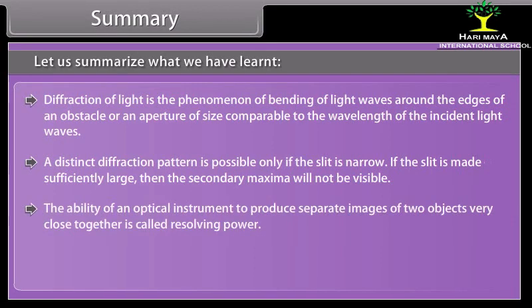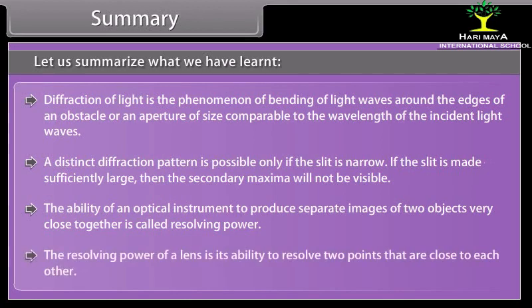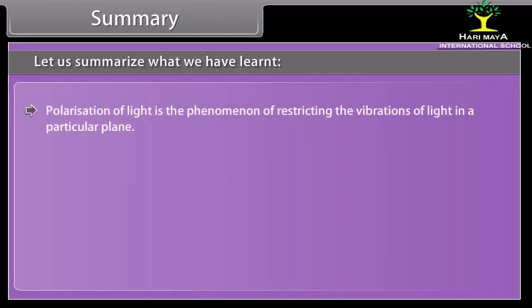The ability of an optical instrument to produce separate images of two objects very close to each other is called resolving power. The resolving power of a lens is its ability to resolve two points that are close to each other. Polarization of light is the phenomenon of restricting the vibrations of light in a particular plane.